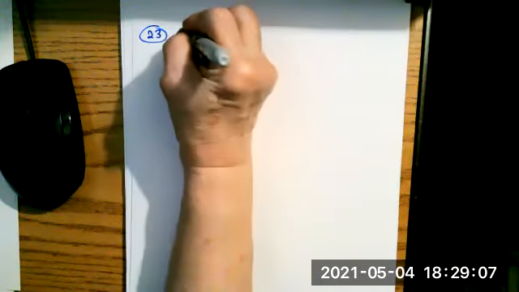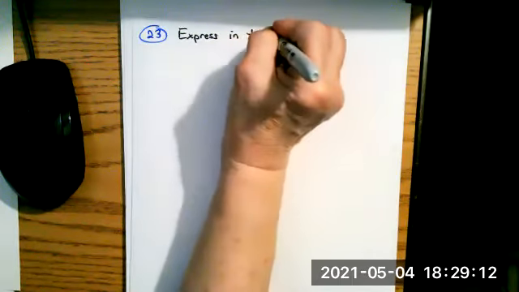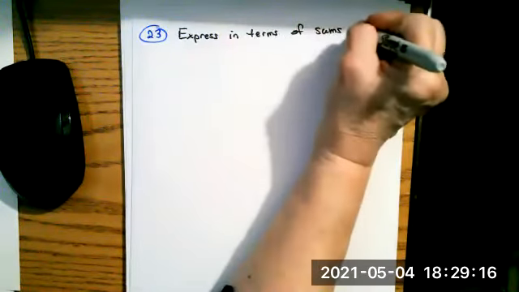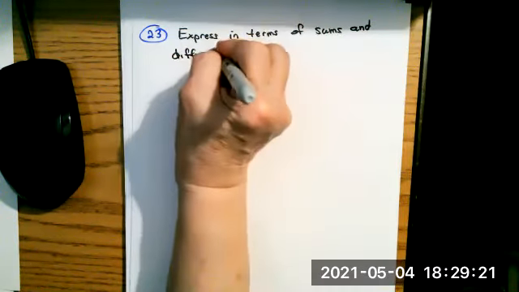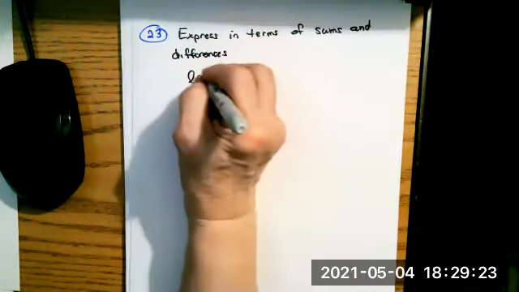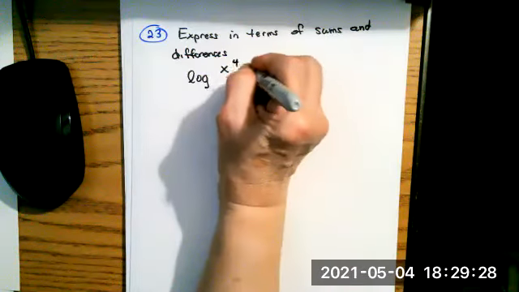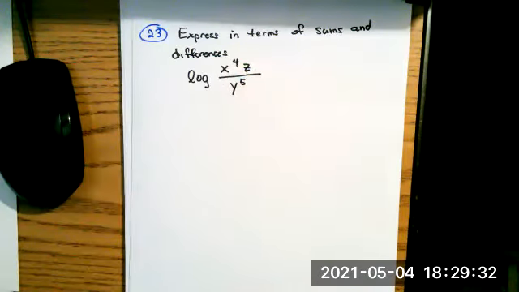23. 23 is the next one. And 23 says express in terms of sums and differences. This was on that last quiz. And we have log of x to the 4th z over y to the 5th. It was almost just like this one.